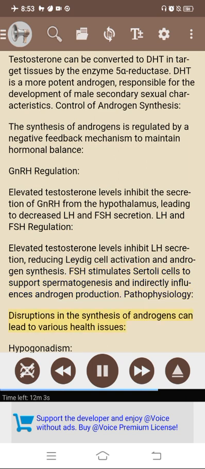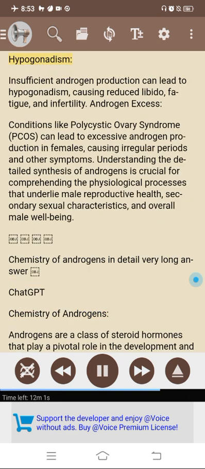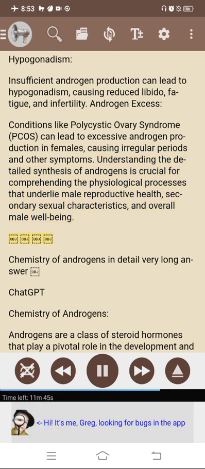Pathophysiology. Disruptions in the synthesis of androgens can lead to various health issues. Hypogonadism. Insufficient androgen production can lead to hypogonadism, causing reduced libido, fatigue, and infertility. Androgen excess. Conditions like polycystic ovary syndrome (PCOS) can lead to excessive androgen production in females, causing irregular periods and other symptoms. Understanding the detailed synthesis of androgens is crucial for comprehending the physiological processes that underlie male reproductive health, secondary sexual characteristics, and overall male well-being.